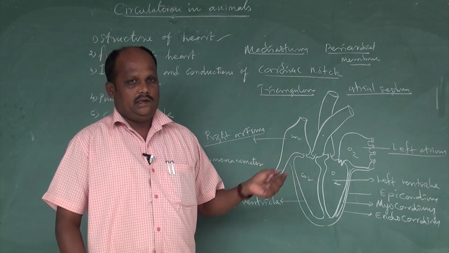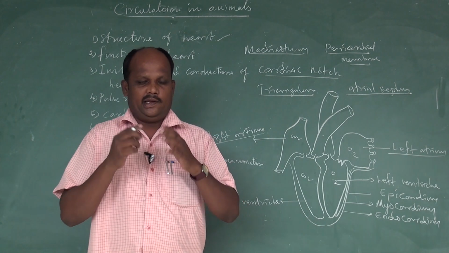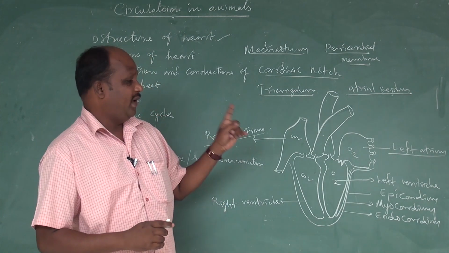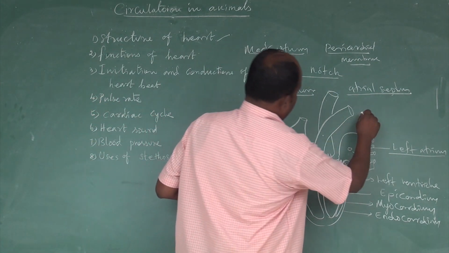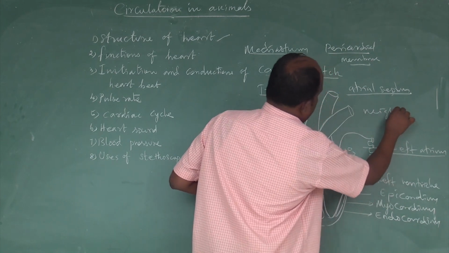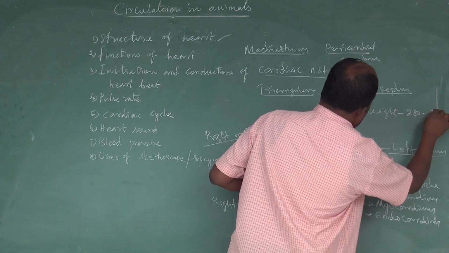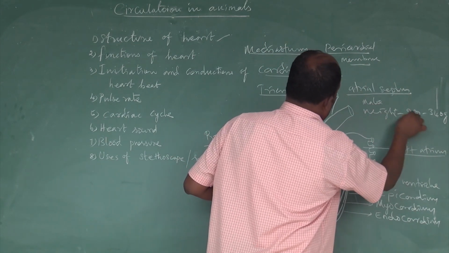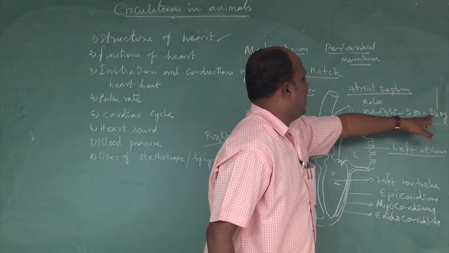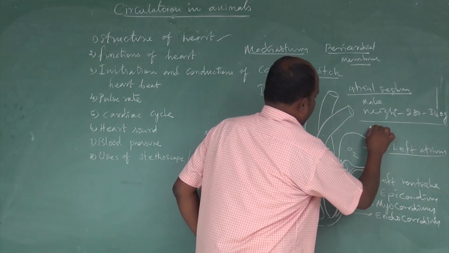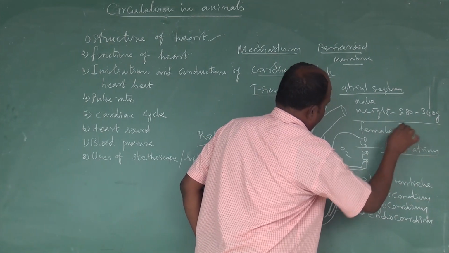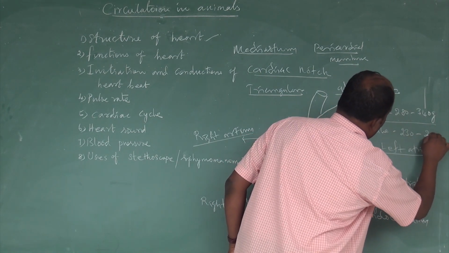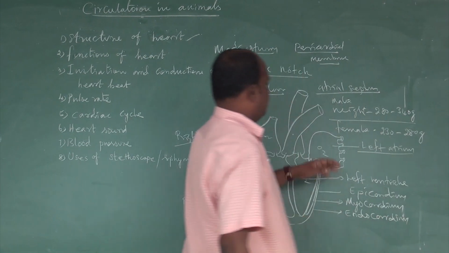The weight of the heart differs between male and female human beings. The male heart weight is 280 grams to 340 grams. The female heart weight is 230 grams to 280 grams. That is the weight of the heart.